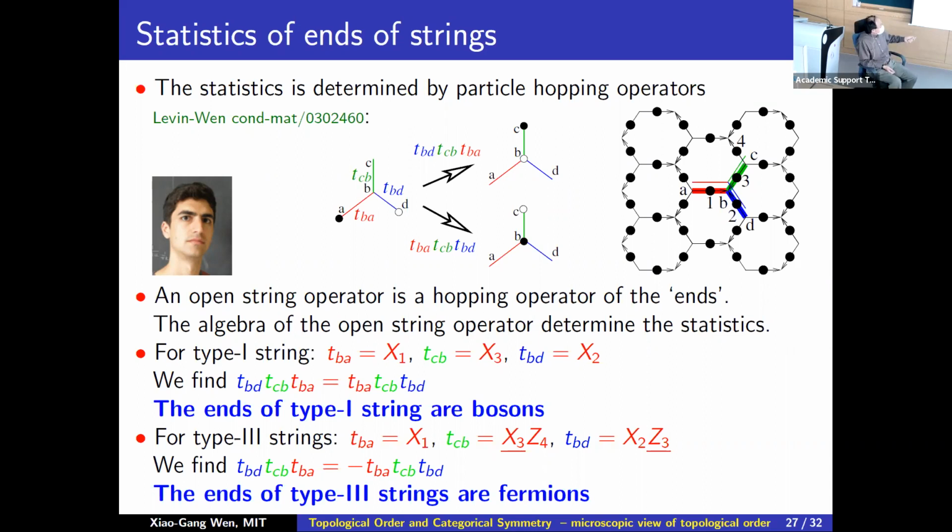And indeed, because we already have a string operator, we just apply the string operator to use the algebra. Indeed we find that for the E string operator, the end of the string E is a boson. For this combined string operator, the epsilon string operator or F string operator, from the hopping algebra there's an actual minus sign. So indeed, it's a fermion. So this is a more precise way to derive that the end of the string is a boson or fermion.